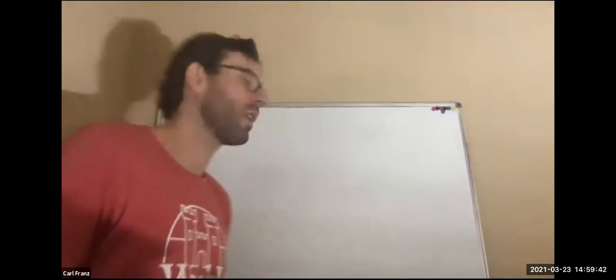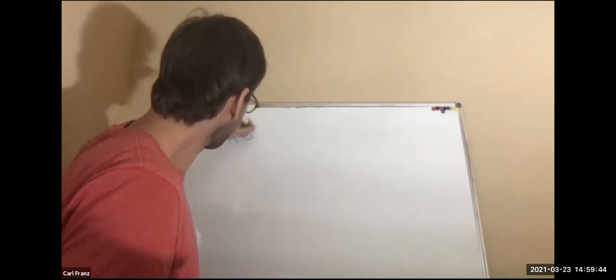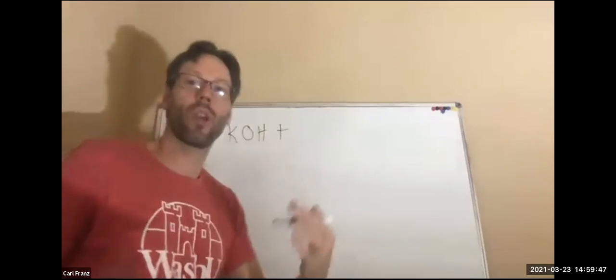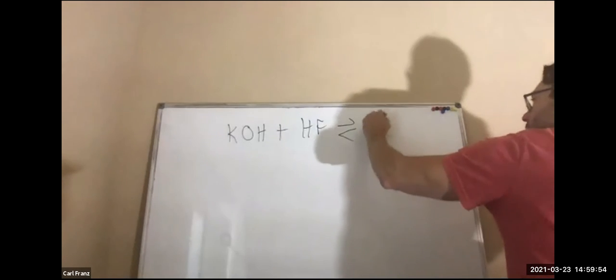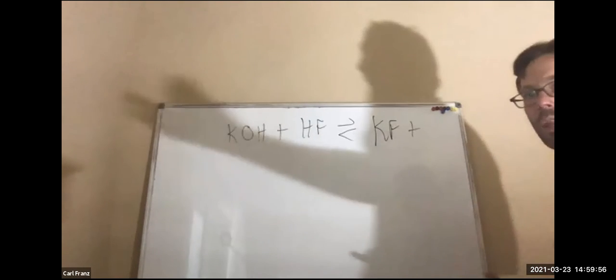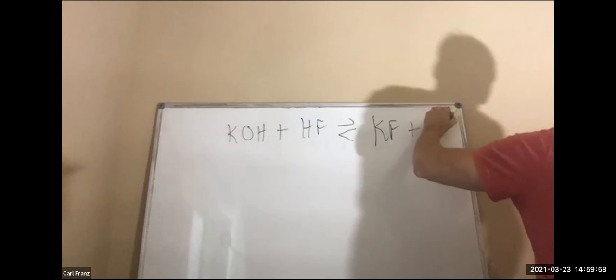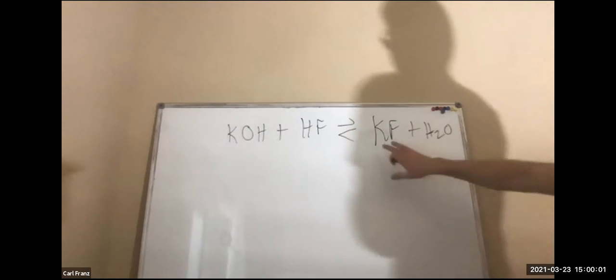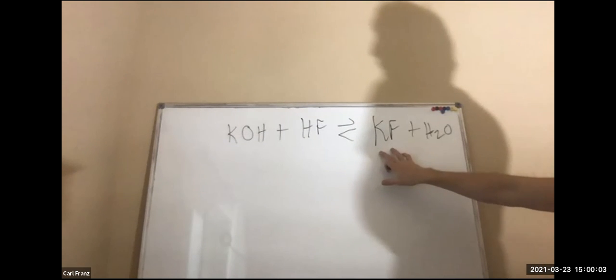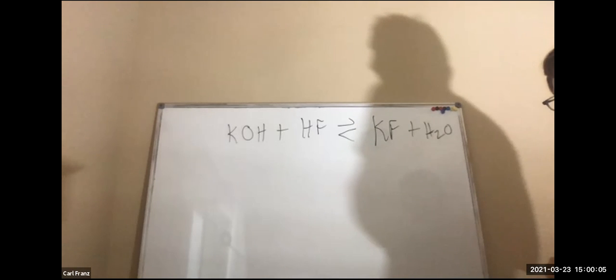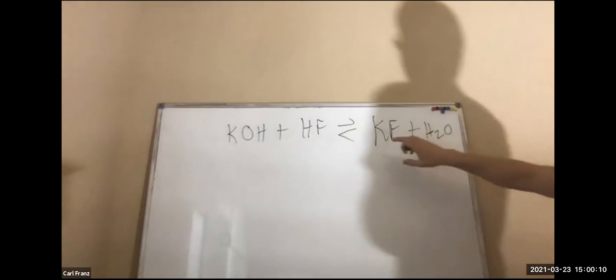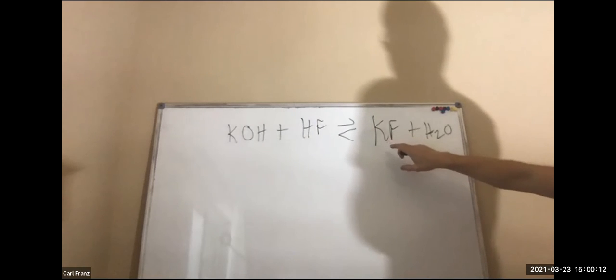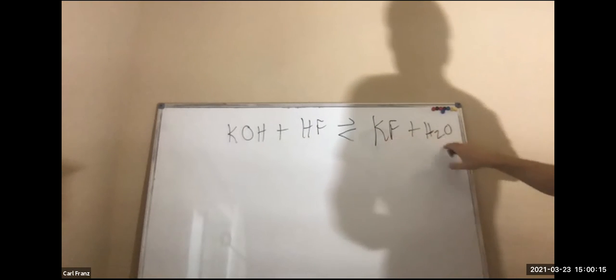And what we end up having is something like this. KOH plus hydrofluoric acid yields the potassium fluoride plus H2O. So that's where this potassium fluoride is coming from, right? Acid, base, and then conjugate base, acid.